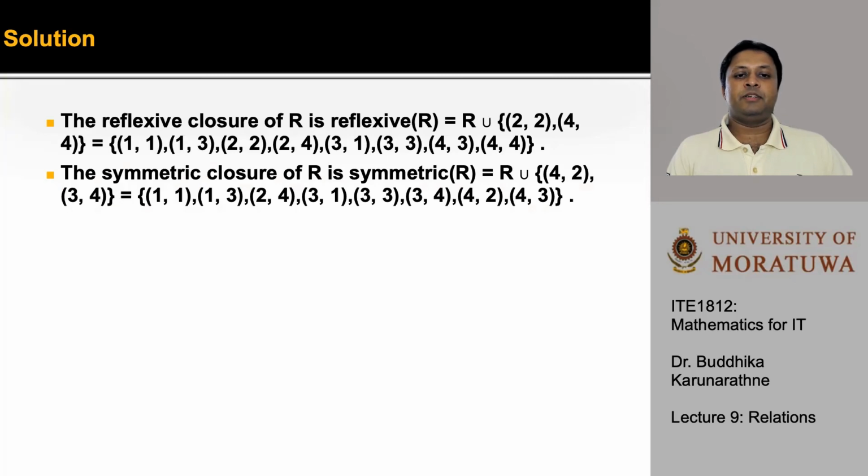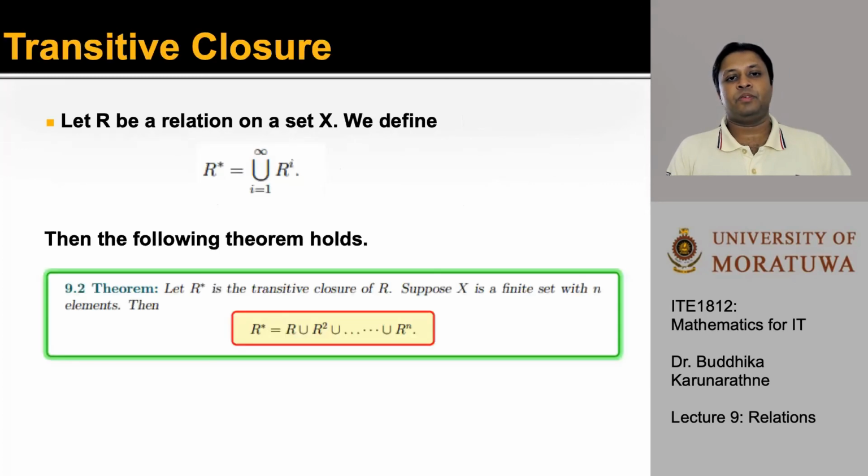And similarly, the symmetric closure of R is obtained by R union {(4,2), (3,4)}, so that it fulfills the condition for a symmetric closure. And eventually you arrive at the symmetric closure, or in the case of reflexive, the reflexive closure. And then another concept we identify is the transitive closure.